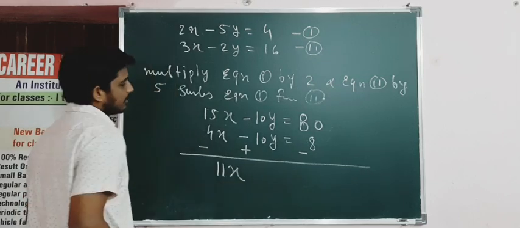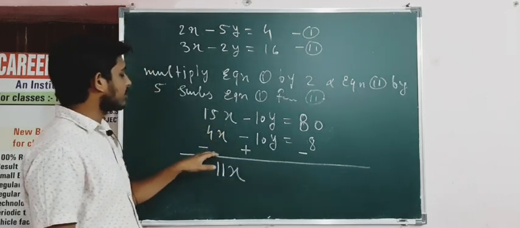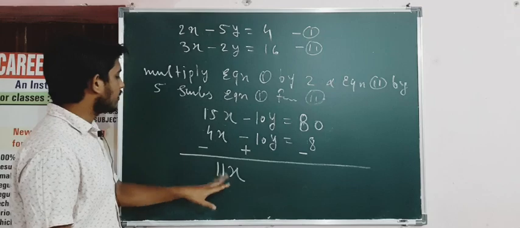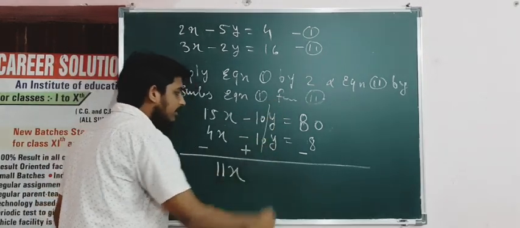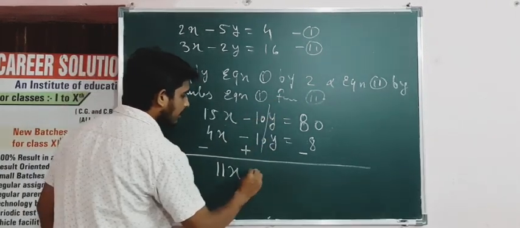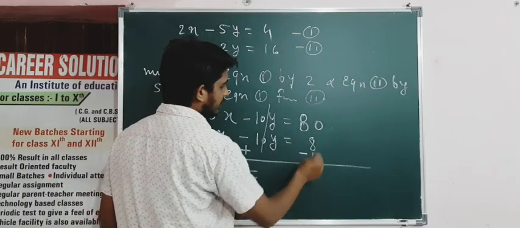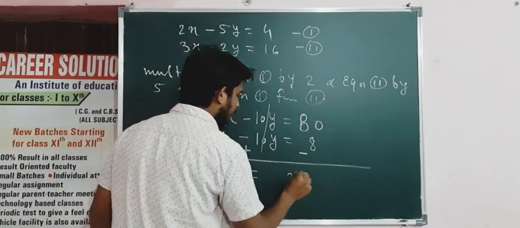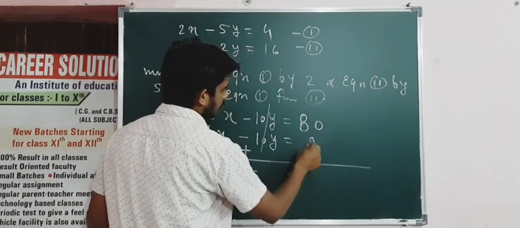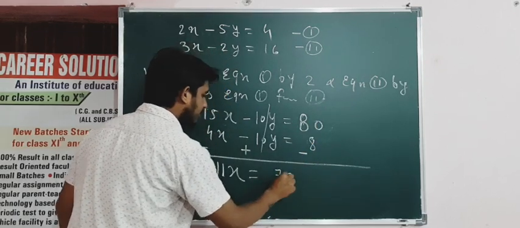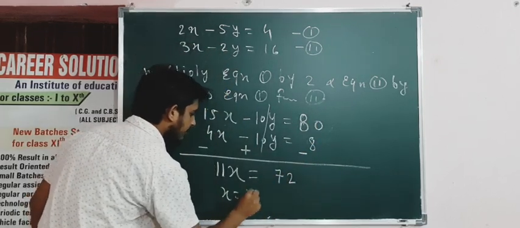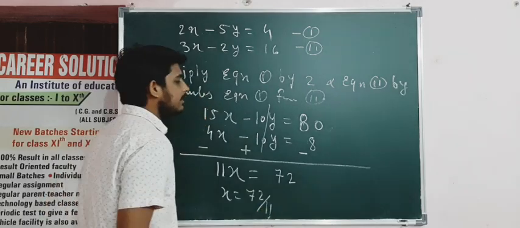So 15 minus 4, how will you get 11x? 15x you have positive and 4x negative, so 15x minus 4x becomes 11x. Minus 10y and plus 10y will cancel out. And 80 minus 8, 10, 8, 2 and 7, 72. So x equals 72 upon 11.